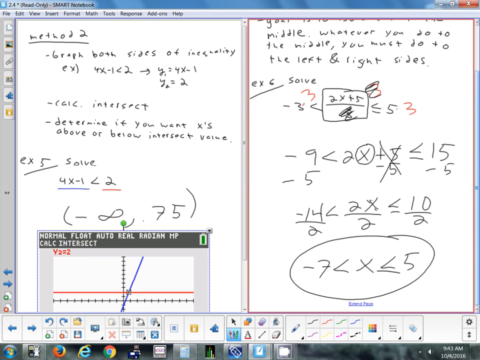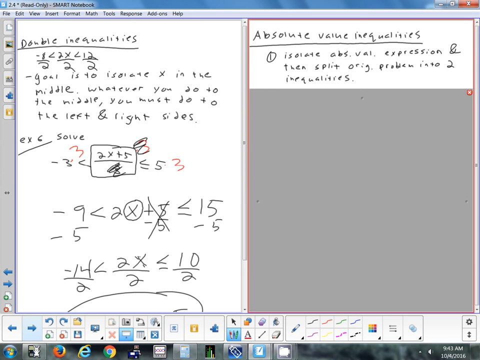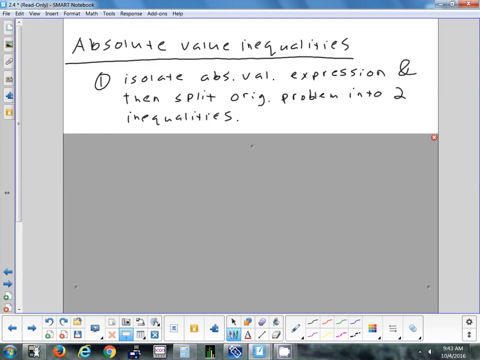All right, so one of the last things we do with inequalities is absolute value. Okay, so yesterday we practiced solving absolute value equations, and the whole goal was to take it and split it up into two problems. Well, pretty much the same thing here. To solve an absolute value inequality, you're going to split it into two problems.